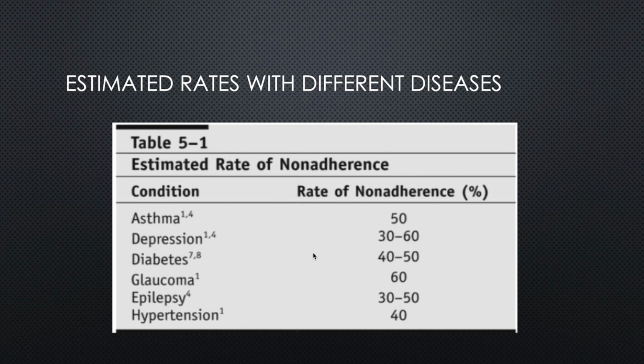But you also have depression. About 30 to 60% of medication non-adherence occurs. For diabetes, about 40 to 50% of medication non-adherence occurs. Glaucoma, about 60%, which is really crazy to me because glaucoma is a very scary disease to have. So I'm surprised that patients that do have glaucoma aren't taking it that seriously. Same thing with epilepsy. 30 to 50% of medication non-adherence occurs, and hypertension about 40%.